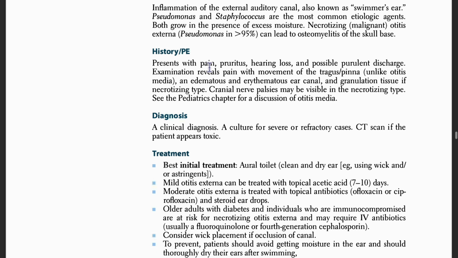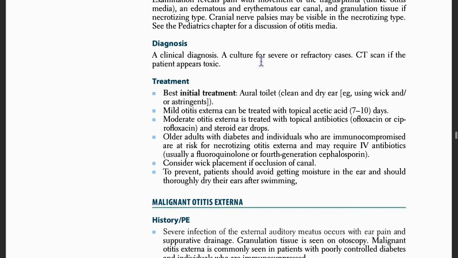History and physical examination: presents with pain, pruritus, hearing loss, and possible purulent discharge. Examination reveals pain on movement of the tragus and pinna, unlike otitis media, and edematous and erythematous ear canal, and granulation tissue if necrotizing type. Cranial nerve palsies may be visible in the necrotizing type. See the pediatrics chapter for a discussion of otitis media. Diagnosis: a clinical diagnosis, a culture for severe or refractory cases, CT scan if the patient appears toxic.